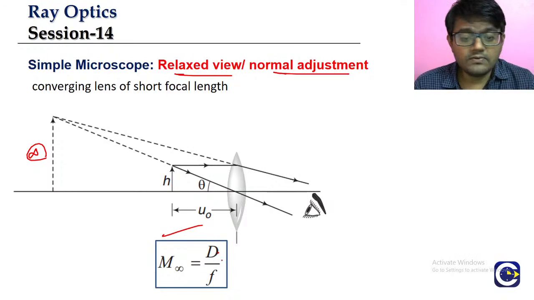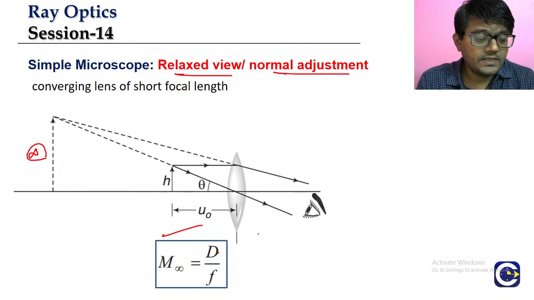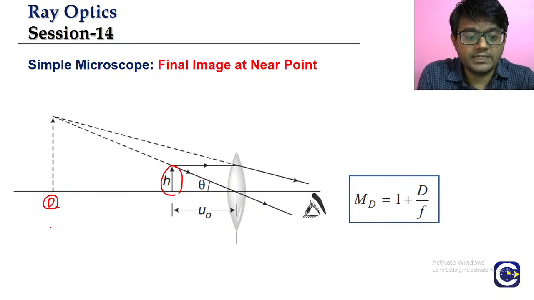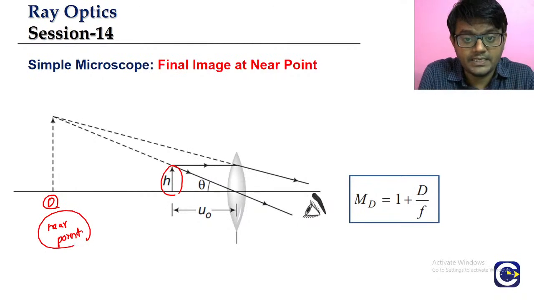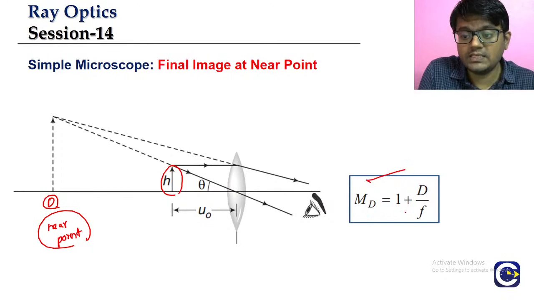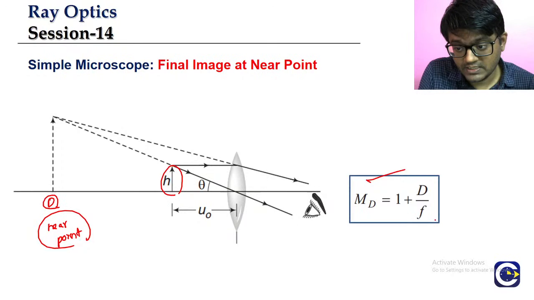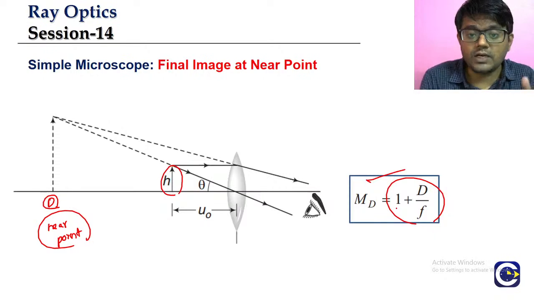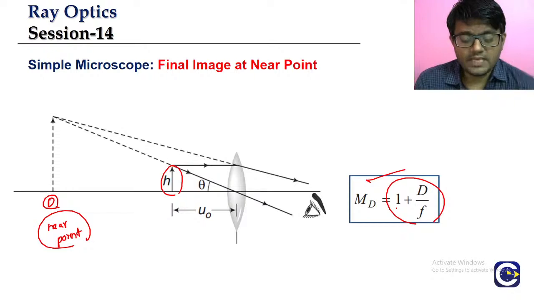Now the other arrangement is when we keep the object such that the final image is formed at the near point. Here the magnification will be higher. The magnification in this case will be 1 plus D by f. The magnification will be higher, but the trade-off is that we have to strain our eye to see the final image. So this is about the use of the simple microscope.